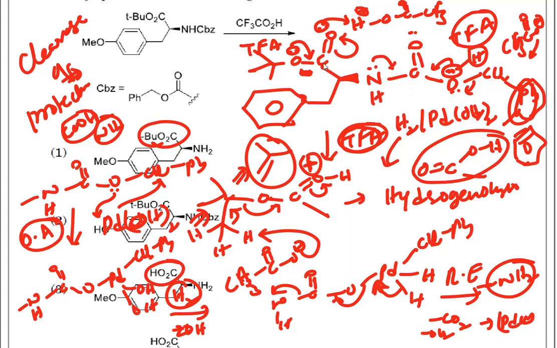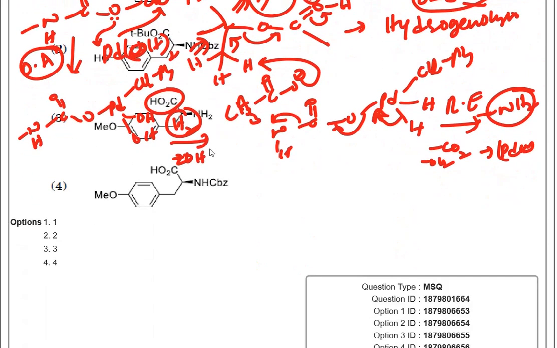So that is why TFA only reacts with this carboxylic acid protecting group and cleaves it to produce COOH. Just look at the options. Only the COOH, that means the carboxylic group, is deprotected, and NH-CBZ will be there, and the methoxy group will be there. So option 4 is the correct answer.